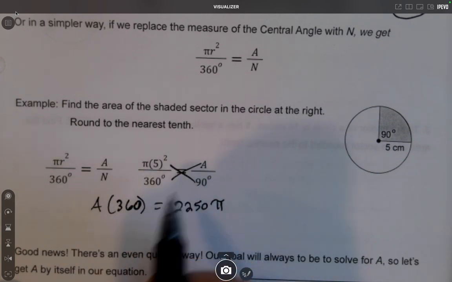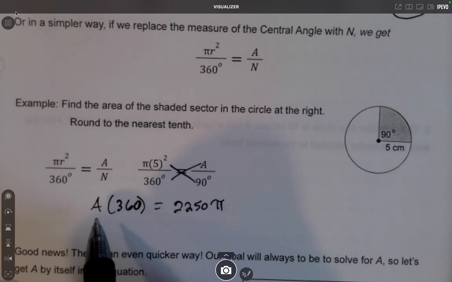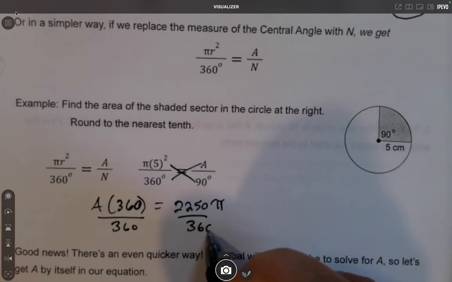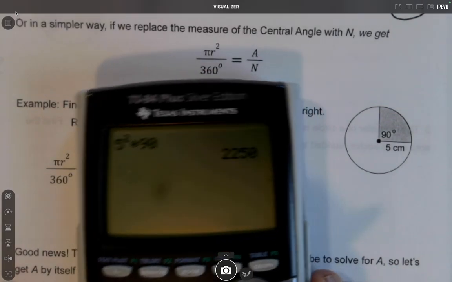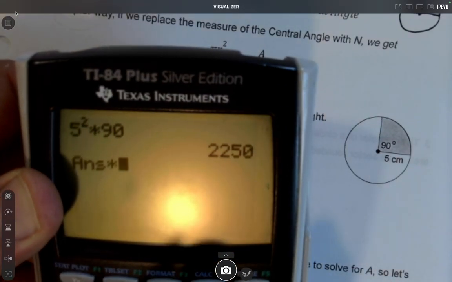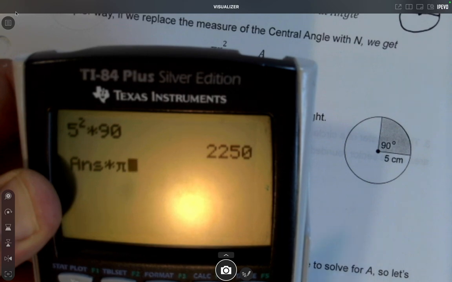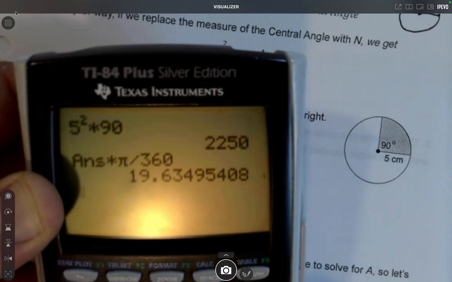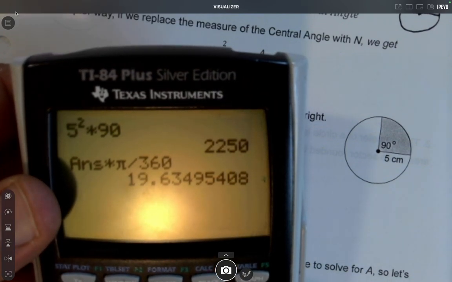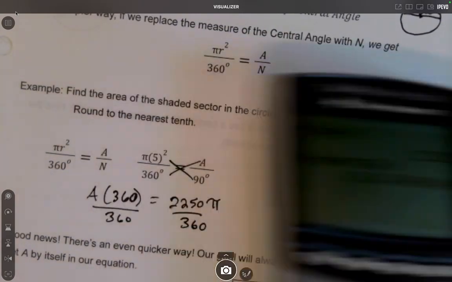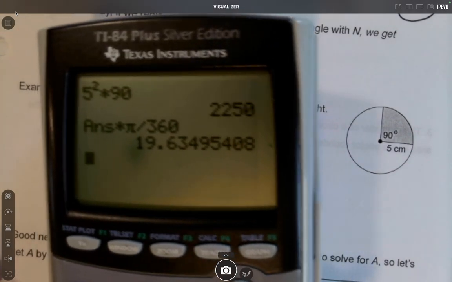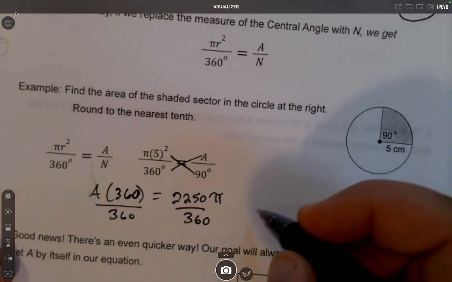So now that we've cross multiplied, we want to get A by itself because our goal is to understand what is the area of that sector. So we'll divide both sides by 360. So 2250 times pi divided by 360. So we get that area to be 19.63. Oh, it said round to the nearest tenth. Sorry, read the directions. Round to the nearest tenth. So 19.6 square centimeters.